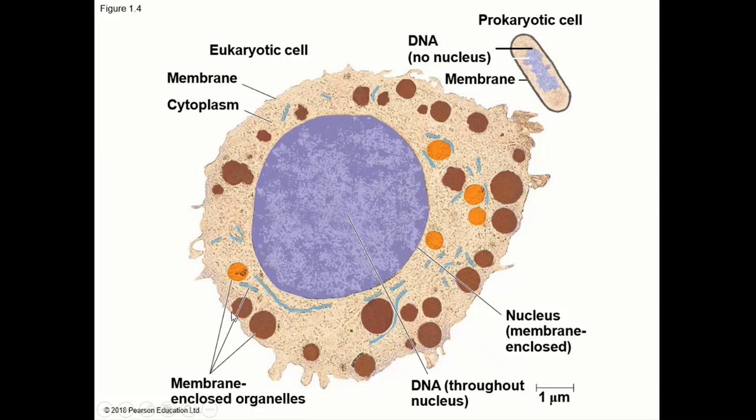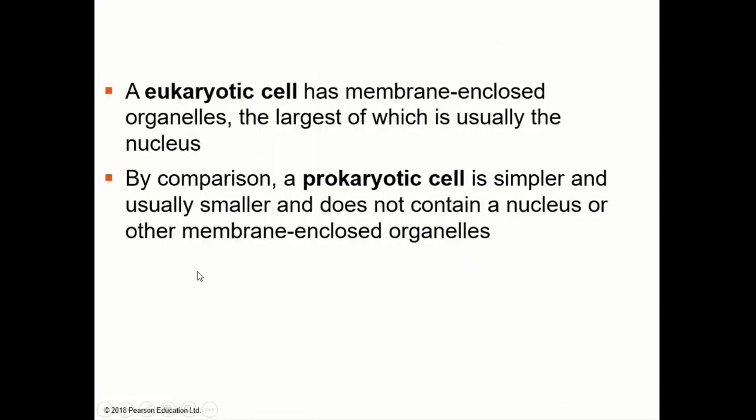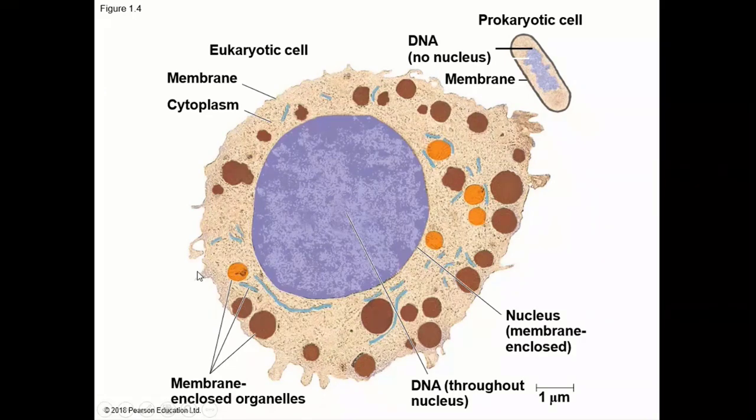And you see the membrane-enclosed organelles that they're talking about here on the eukaryotic cell. And you can find them here. And here on the top right is a prokaryotic cell where there's DNA, no nucleus, just membrane. So these are the differences where sometimes they can ask you to differentiate.